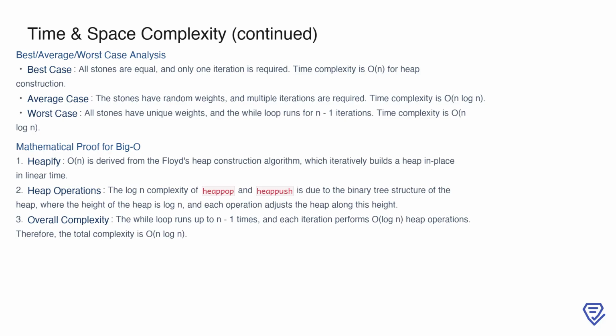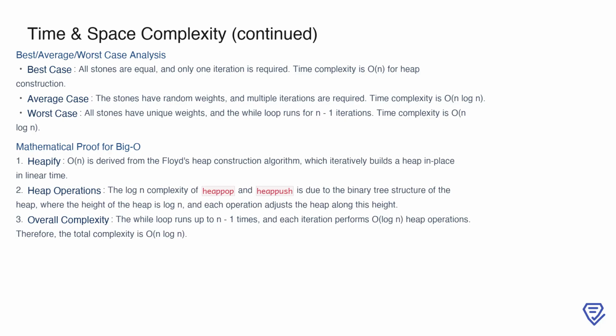In the best-case scenario, all stones have the same weight, and only one iteration of the while loop is required. Here, the time complexity is just O(n) for heap construction. In the average case, where the stones have random weights, the while loop runs multiple iterations, leading to a time complexity of O(n log n). In the worst-case scenario, where all stones have unique weights, the while loop runs for n-1 iterations, and the time complexity remains O(n log n).